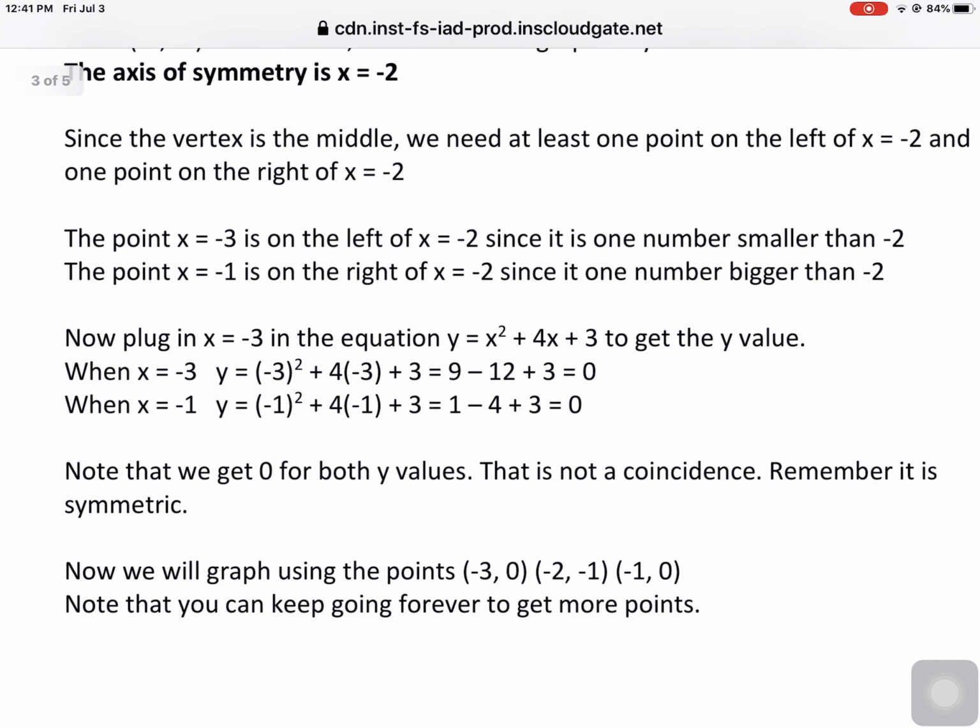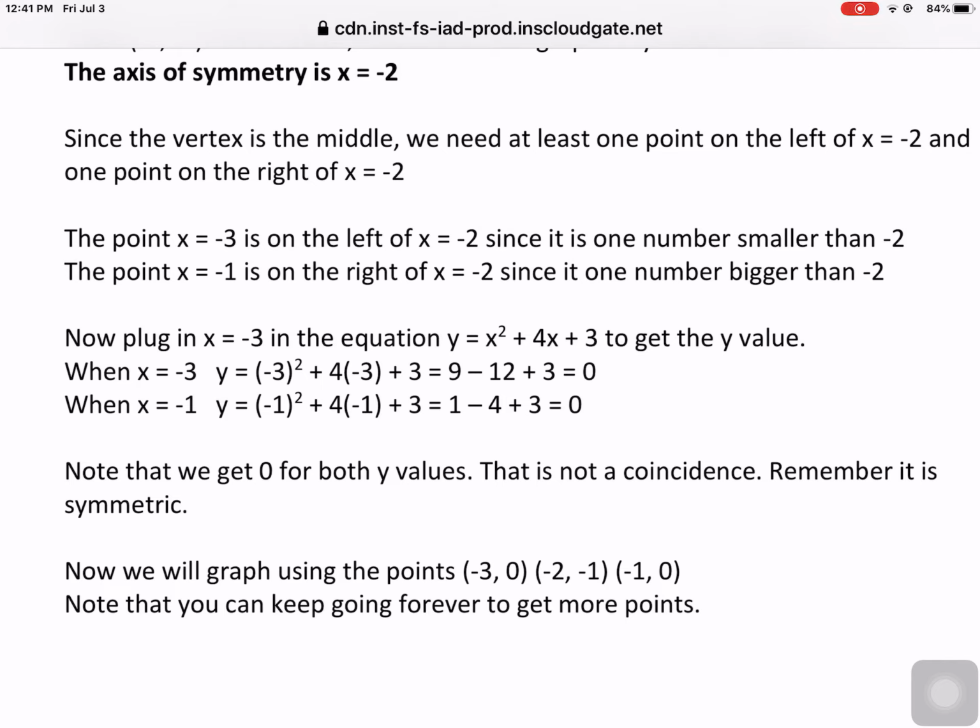Since the vertex is in the middle, we need at least one point on the left of x equals negative 2 and one point on the right of x equals negative 2. The point x equals negative 3 is on the left of x equals negative 2, since it is one number smaller than negative 2. The point x equals negative 1 is on the right of x equals negative 2, since it is one number bigger than negative 2.